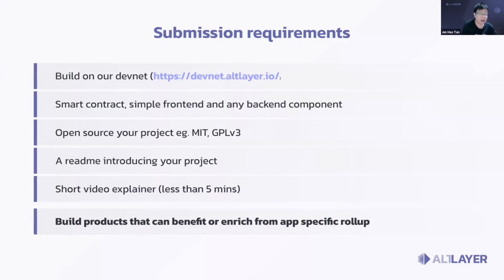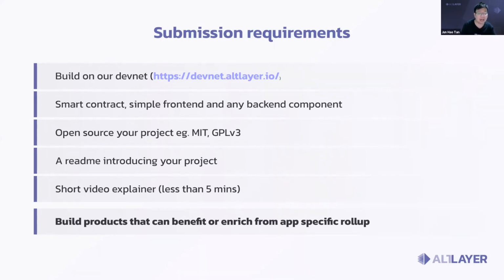So some of our submission requirements. First is basically built on our devnet. You can take a look at devnet.altlayer.io for more information. The submission should be in the form of a smart contract, unless you are building some utility that doesn't have a smart contract, then you probably can submit, let's say, the source code or other stuff. Also a simple front end to demonstrate your project, and also any backend component.